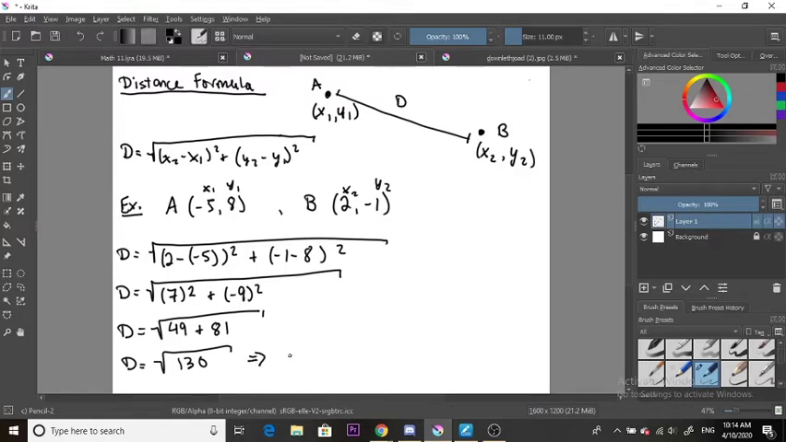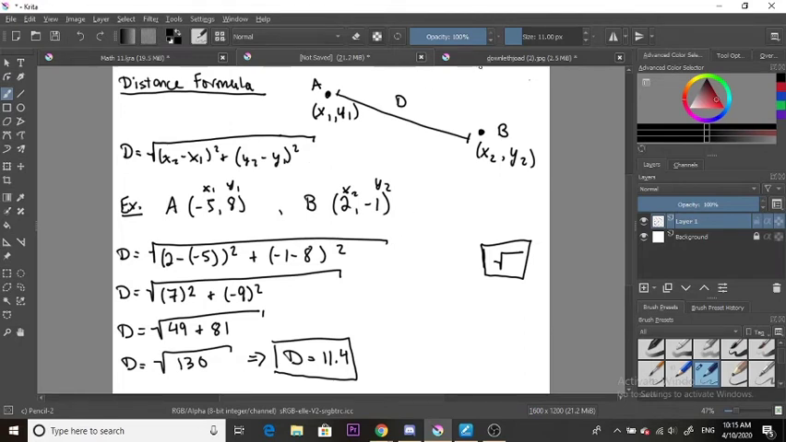which when we do the square root, remember you're going to have to use a button on your calculator. You might have to press Shift and then the square root button. So the square root button will look like this on your calculator. So Shift square root 130 will give us an answer of 11.4. And that is how we would use the distance formula.